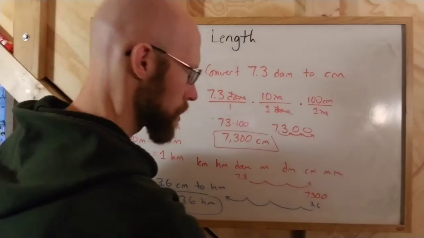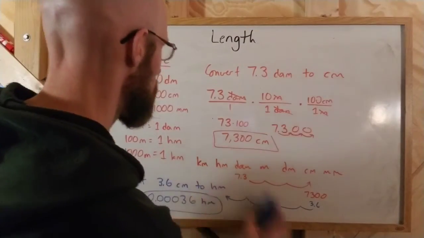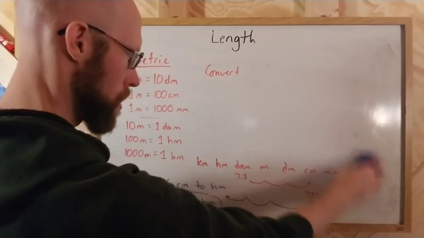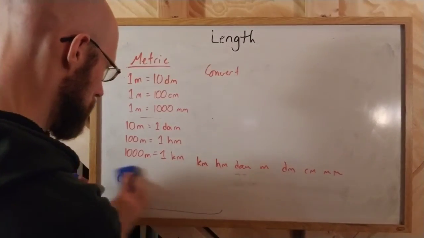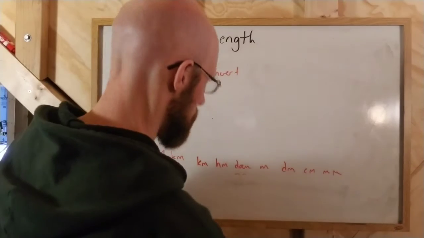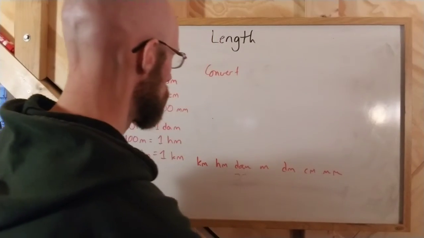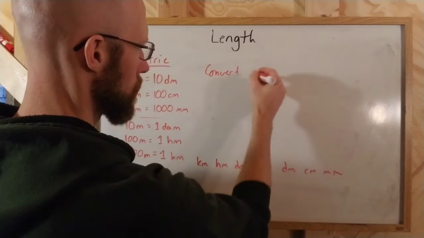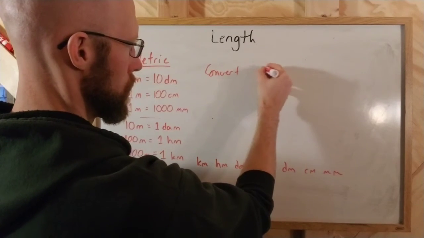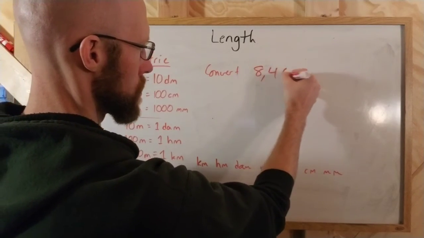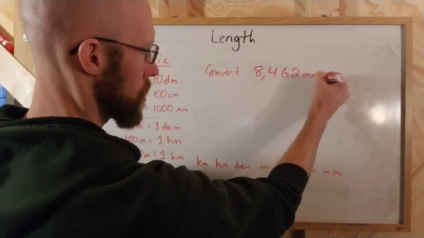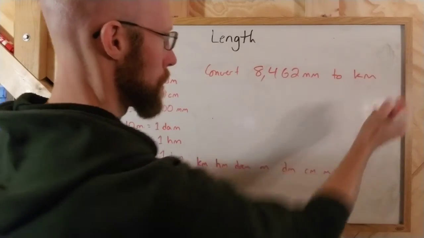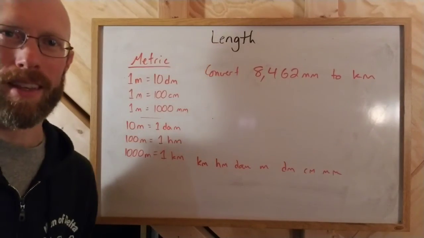Yeah, so we could do another example. I could do a conversion. Let's do one more up here. Maybe I'll get rid of all that. And let's do a conversion of, I don't know, 8,462 millimeters to kilometers. Okay, something like that.